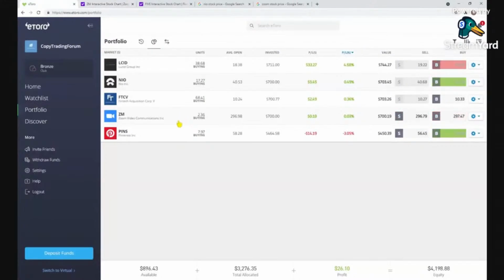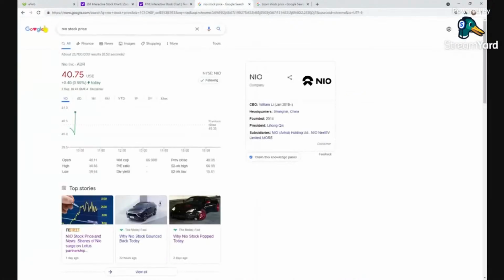Okay, so let's just see here. There's Zoom. It's going into profit here, but I want to let it go in a bit more profit before I set a stop loss. But you can see the idea here, guys. Keeping yourself always in the green.